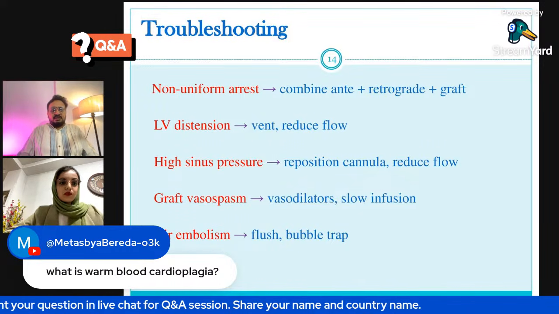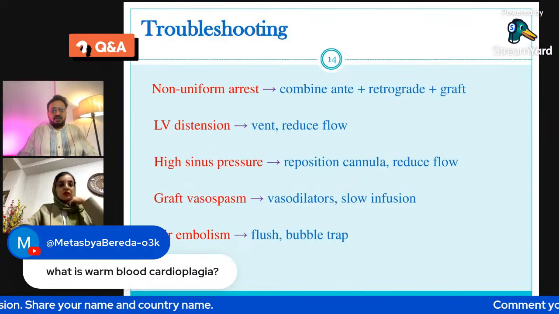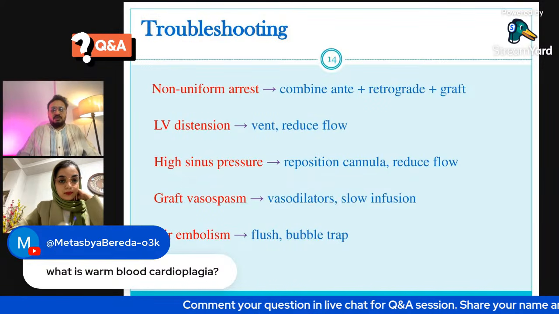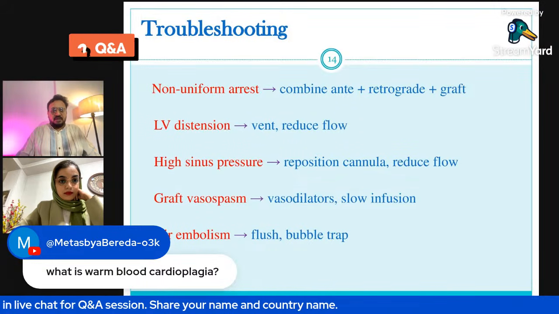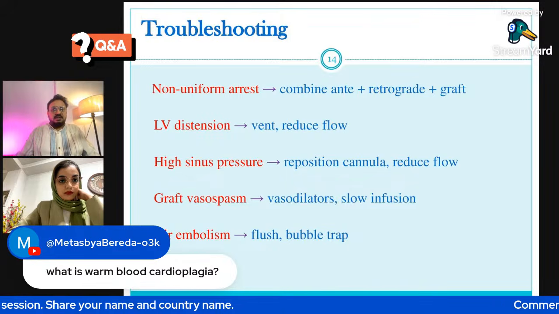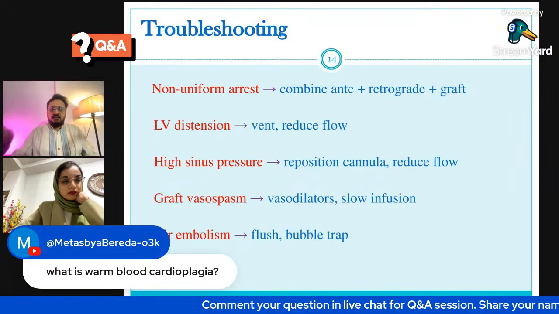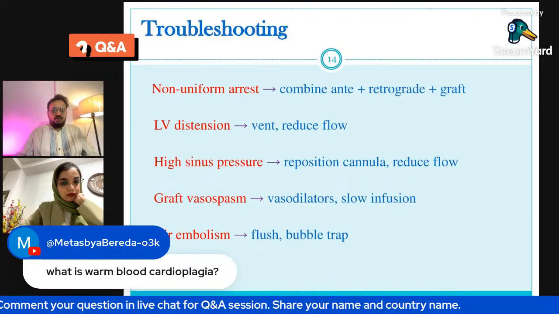But if there is a complicated case and the arrest time is for a long period, we should definitely prefer cold cardioplegia, because it reduces the myocardial metabolic rate and the oxygen demand of the myocardium. So cold cardioplegia is the best option for a long period of arrest, and warm blood cardioplegia can be used for a short time.